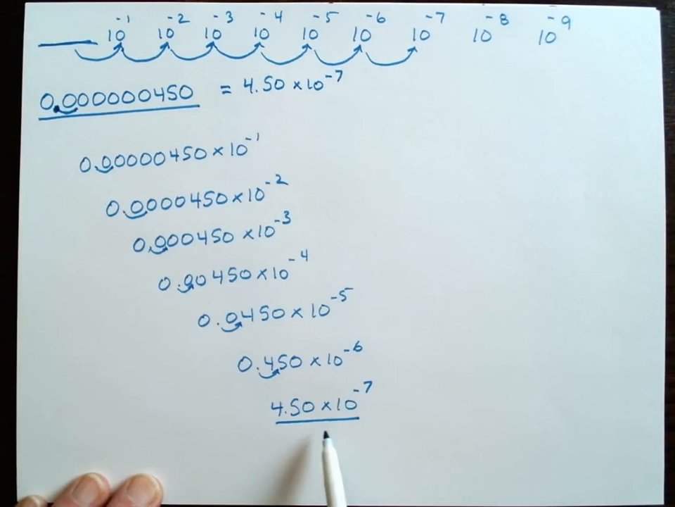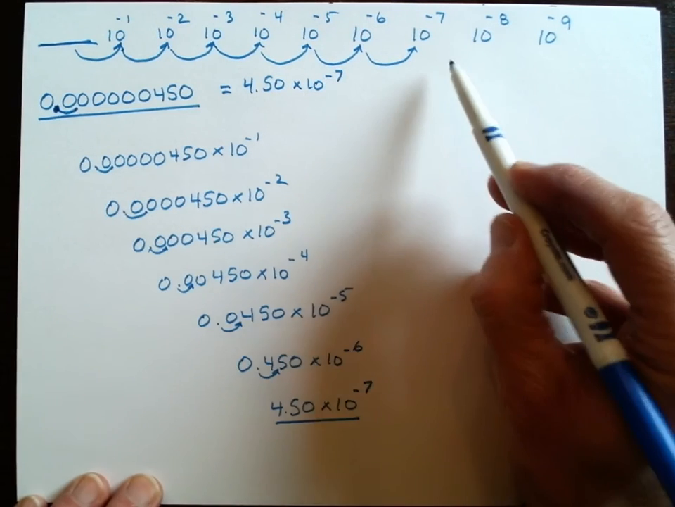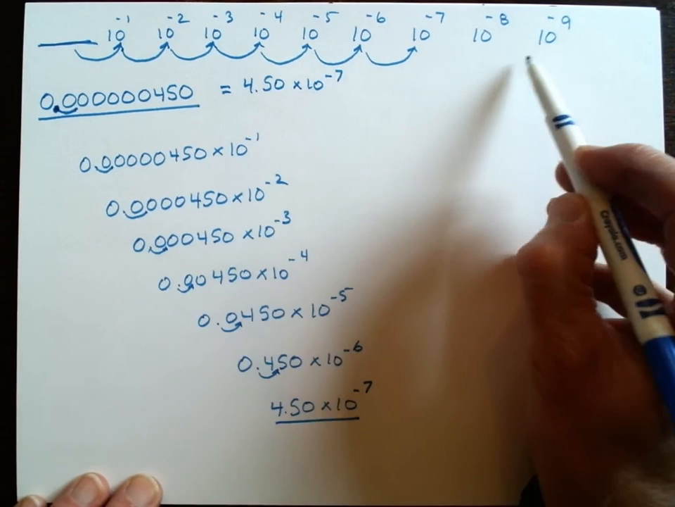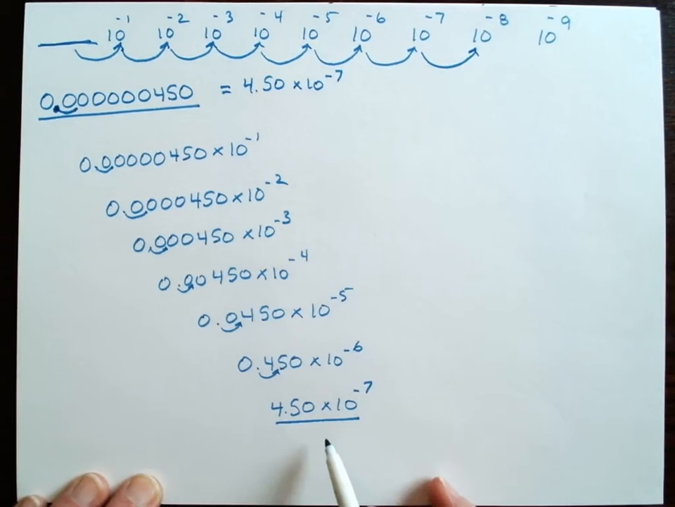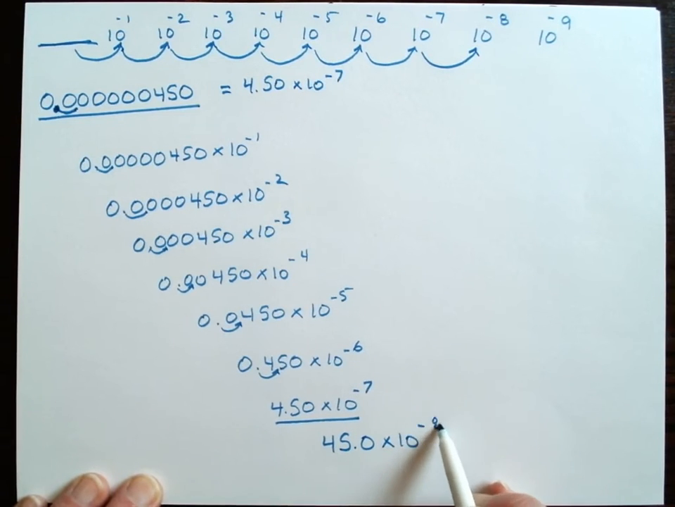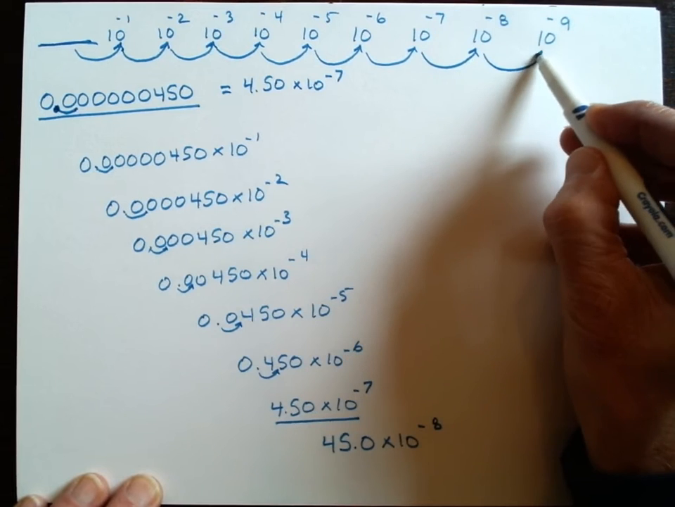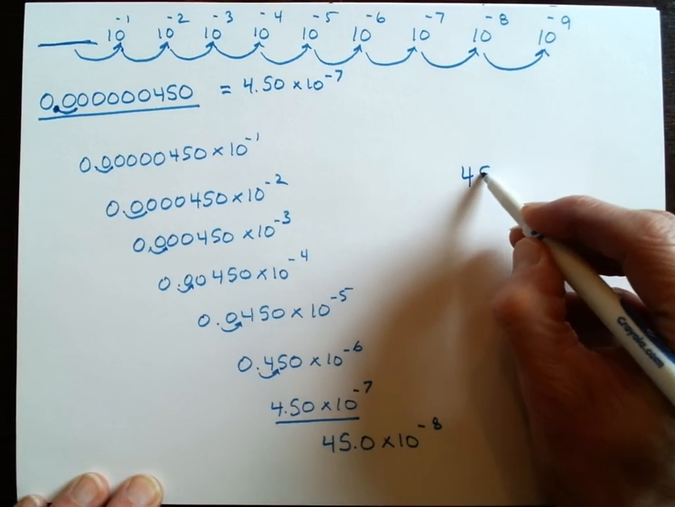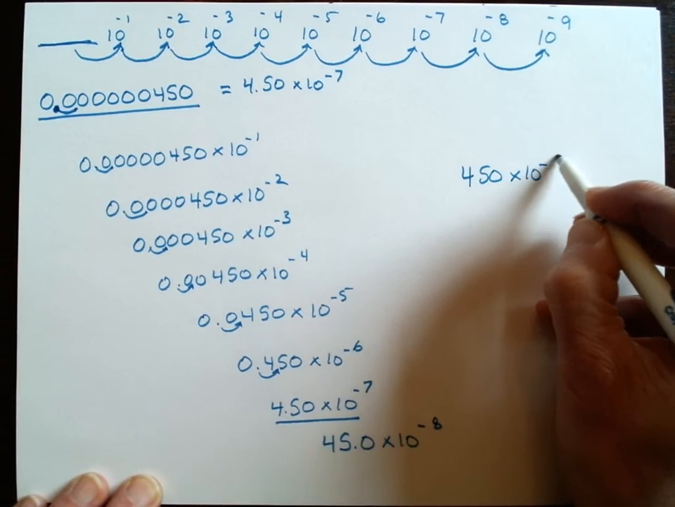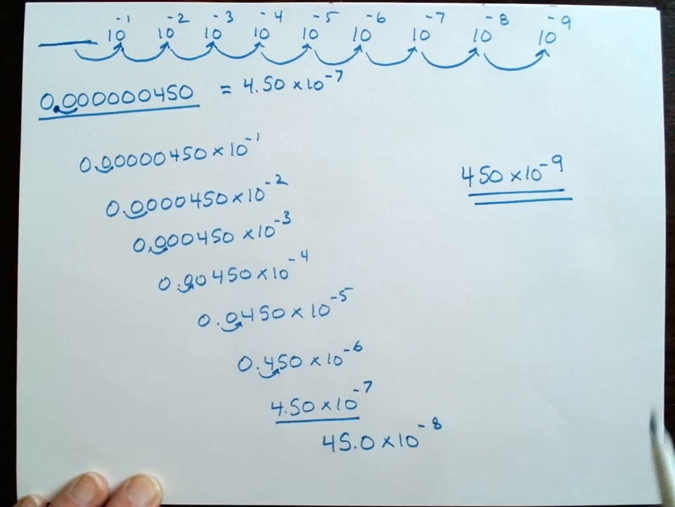Now in this particular case, I'm going to go just a little bit further. I'm actually going to move it to writing it as a number times 10 to the negative 9. So I'm going to move it one more space here. So that would give me 45 times 10 to the negative 8. And if I move it one more time again, that'll give me 450 times 10 to the negative 9. And I'm doing this for a reason.